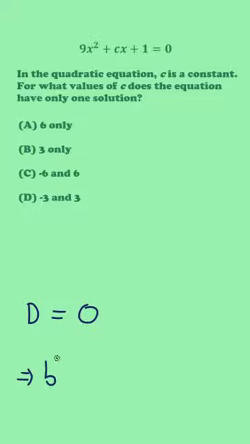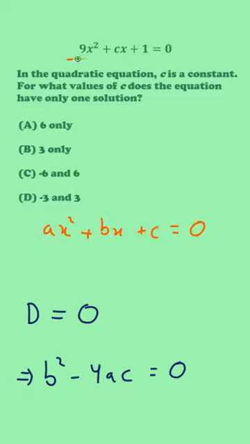This is b squared minus 4ac. So this needs to be equal to 0. Now, what do a, b, and c represent? Well, we have our quadratic equation of the form ax squared plus bx plus c is equal to 0.